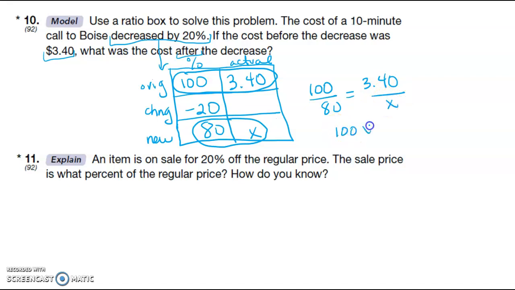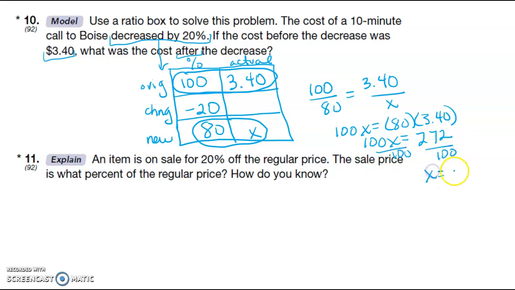Cross multiply, 100x is equal to 80 times 3.4. That's 272. So x is equal to $2.72.